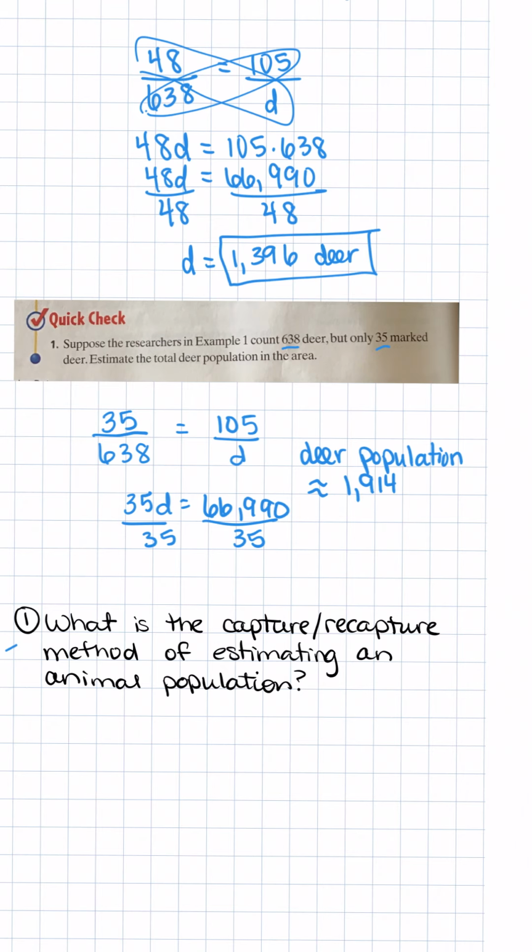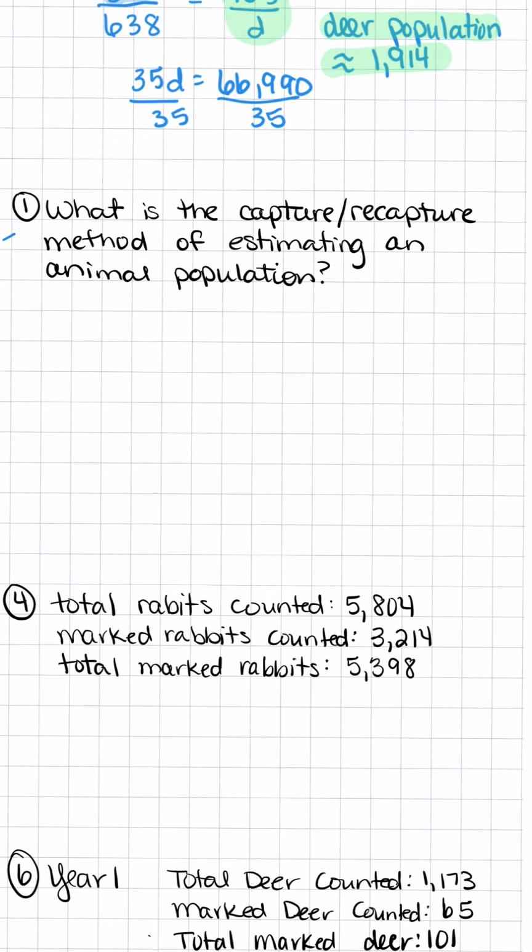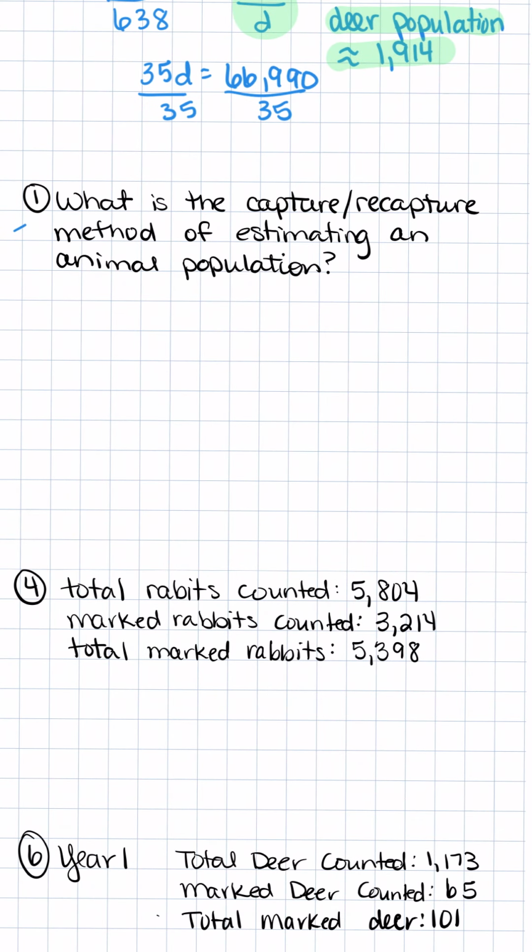Okay, so you should have got that the deer population was approximately 1,914. Okay, so the same number were tagged, so this stayed the same. This is the only number here that changed. But by changing that, it's taking in a smaller number, so therefore the believed population would be different.